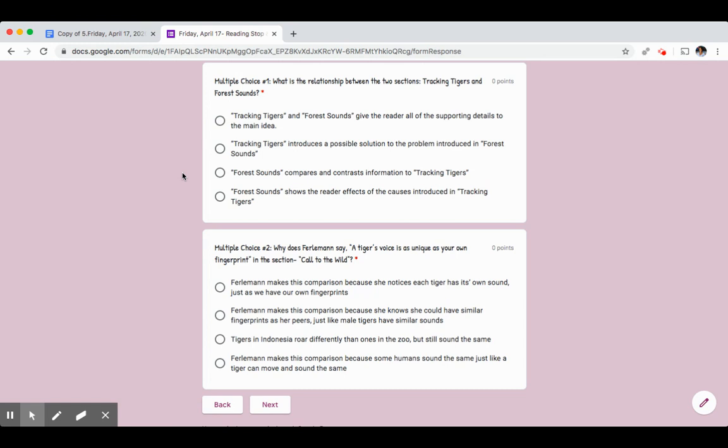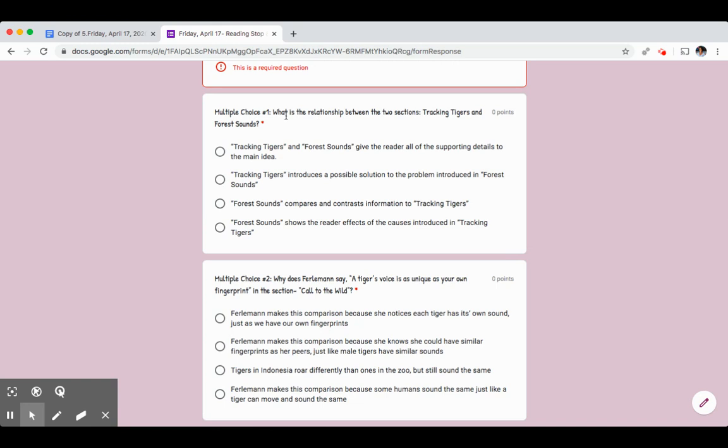Next, you're going to go ahead and answer the two multiple choice questions that are Stop and Jots. Go ahead and read through those two multiple choice Stop and Jots and come back to the video when you're ready to discuss. Multiple choice question number 1 asks for the relationship between the two sections, tracking tigers and forest sounds. What should have been your first step in order to be prepared to answer this question? Exactly. You should have gone back to reread the two sections, tracking tigers and forest sounds.